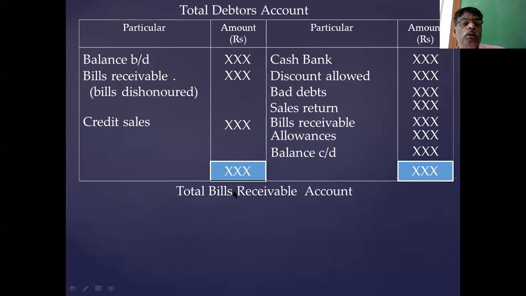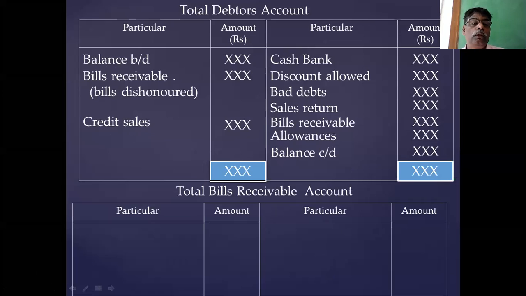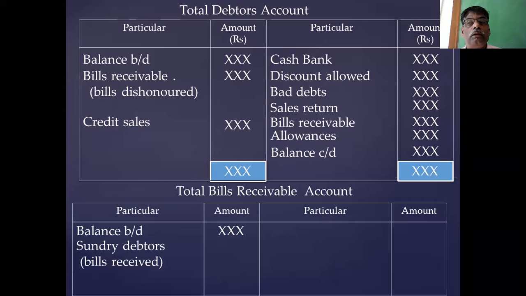And its related account is the bills receivable account. The bills receivable account is to be prepared simultaneously. It is linked with the debtors account. Therefore, on the debit side, you start with the bills receivable opening balance. Okay, opening balance. Then secondly, by sundry debtors account. Means opening balance you take. Secondly, you take the bills received from debtors.